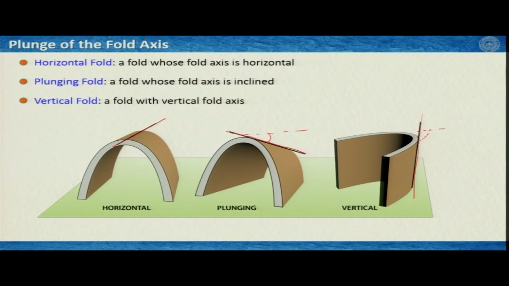In some textbooks, these plunging folds are also classified into many different categories based on 0 to 10, 10 to 20, and so on. So, highly plunging, moderately plunging, gently plunging, and so on. We are not going into that part, but anything in between horizontal and vertical is a plunging fold.